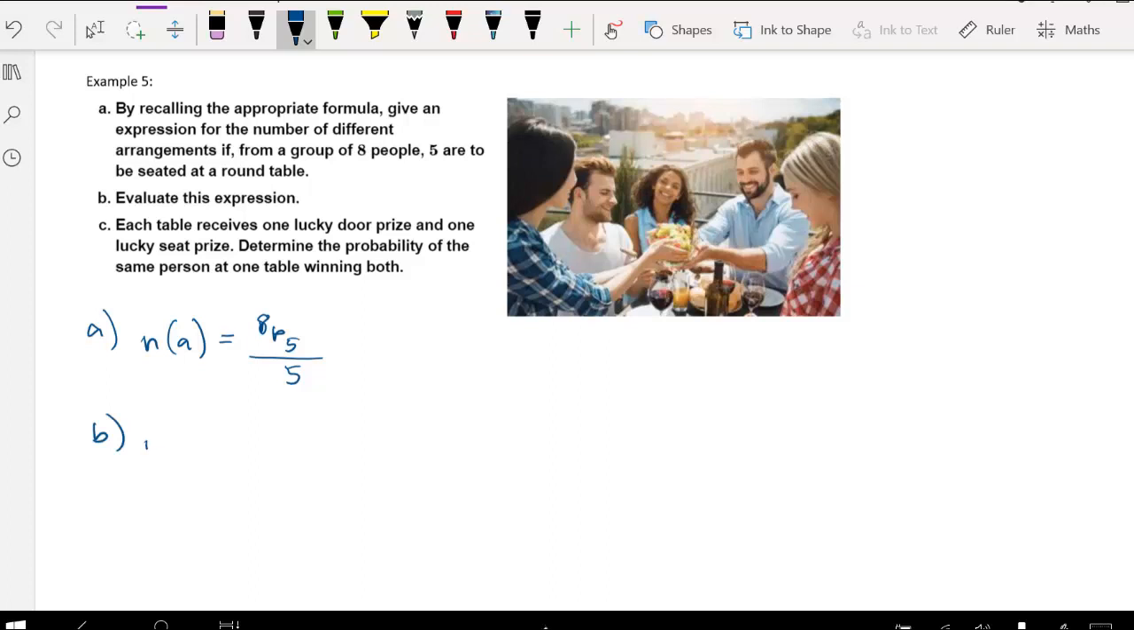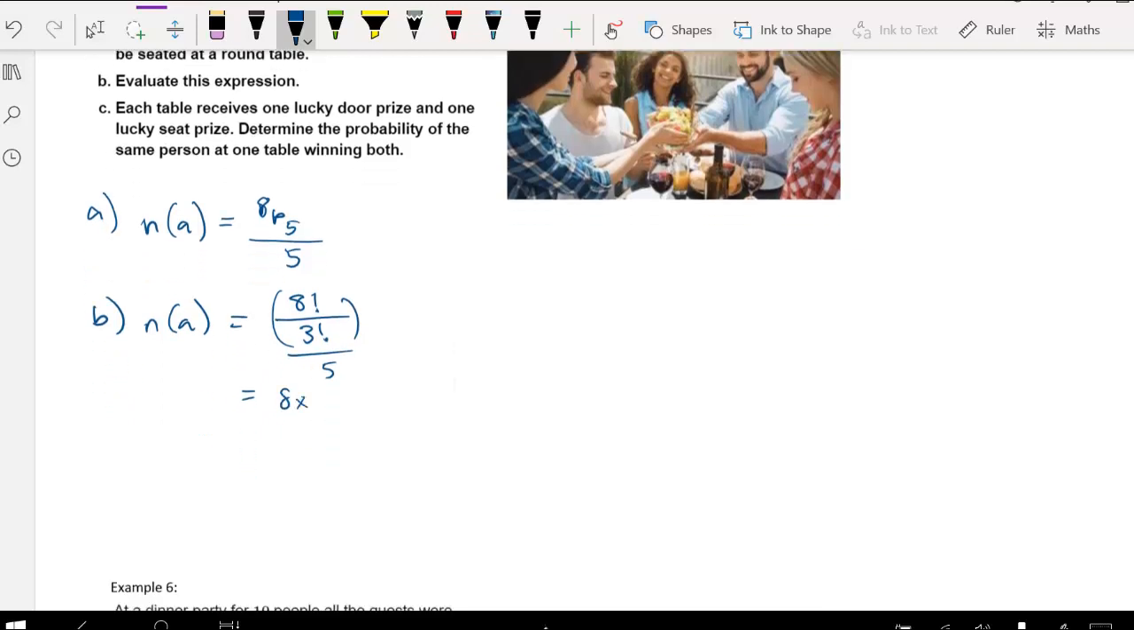Part B, we want to evaluate that. So the number of arrangements will be 8 factorial over 8 take 5 factorial, which is 3 factorial, then all over 5. So that will be 8 by 7 by 6 by 5 by 4, all over 5. And so our number of arrangements will be 8 by 7 by 6 by 4, which will be 1344.